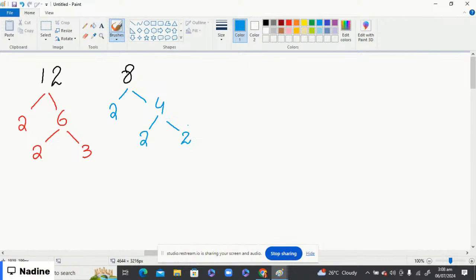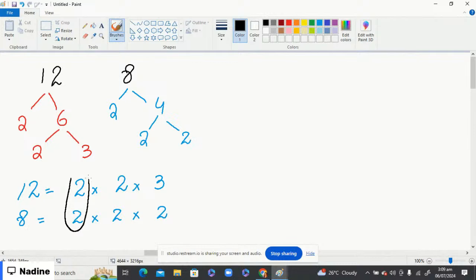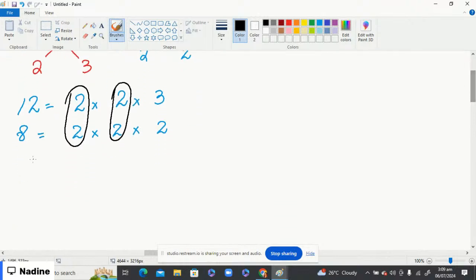So when we are going to find out the least common multiple here, first of all, for 12, it's 2 times 2 times 3. And what's for 8? It's 2 times 2 times 2. Now combine the same: 2 and 2, then 2 and 2. So what is the least common multiple?